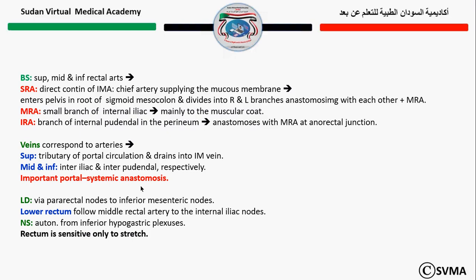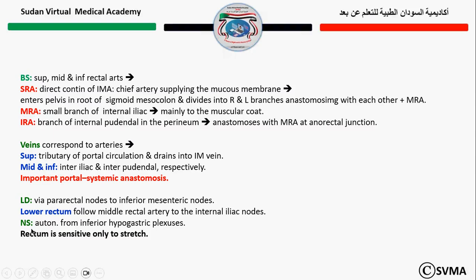So when we talk about the portal system and portal hypertension, we will mention that. The lymphatic drainage always follows the arteries and veins, as we said. It goes like the sigmoid colon up to the inferior mesenteric nodes, because the superior rectal artery is direct continuation of the inferior mesenteric artery. So the lymph nodes will go in the different direction through the superior rectal artery back to the inferior mesenteric nodes by the inferior mesenteric artery.